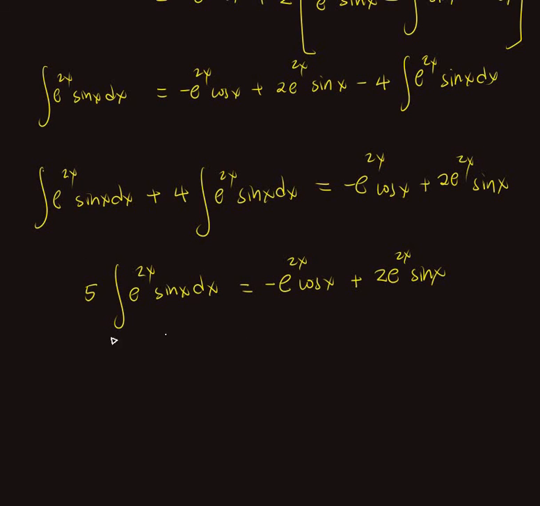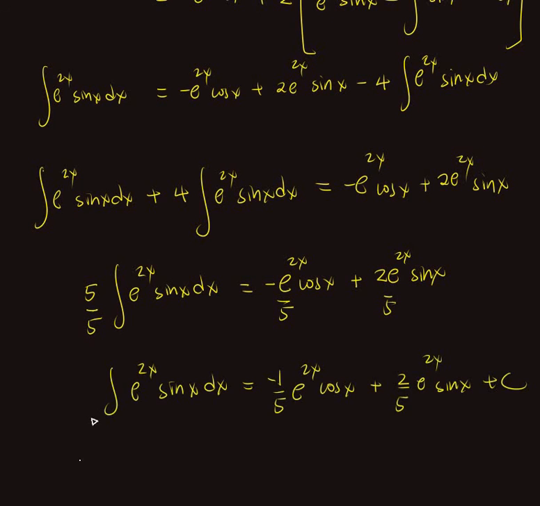Now we divide everybody by 5, like that, and this is what we're going to get. And this is what we get. Well, 1/5 is going to be 1, minus 1/5 e to the 2x cosine of x, and plus 2/5 e to the 2x sine of x plus c. I forgot the constant c. And this is actually the integral.